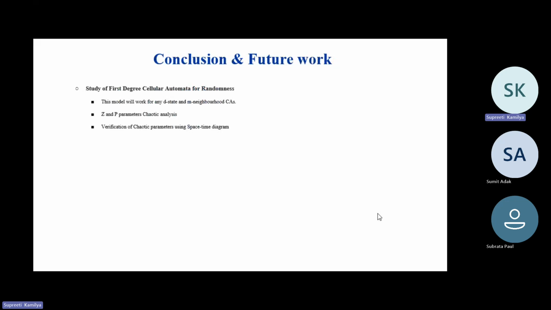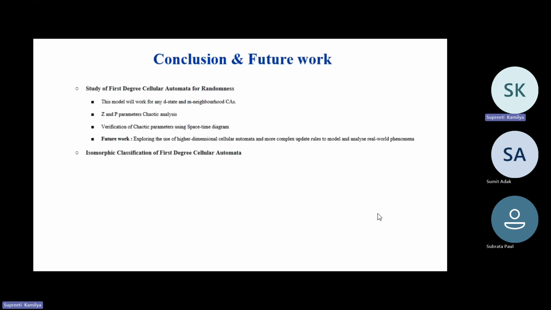In this first work, we modeled the NEWS and Moore neighborhoods. We used the Z and P parameter chaotic analysis with verification of the space-time diagram. Our future work is to go for some higher dimensional cellular automata.